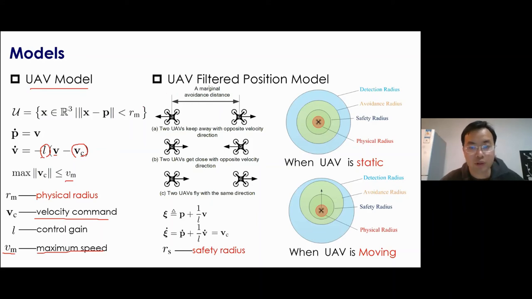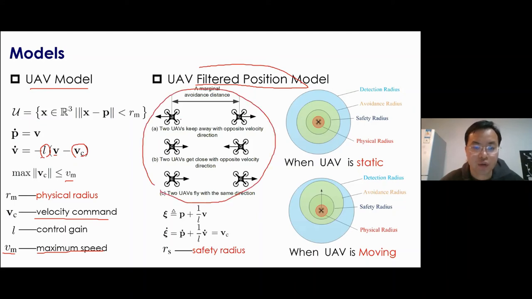Next, we will define the filter position. Why do we define this position? Let's see this picture. In the three cases, the two UAVs have the same distance, but obviously in case B, the two UAVs need to make avoidance as soon as possible, although they have the same distance. So we should define a new distance, namely the filter position distance, which involves the velocity. All safety areas are based on the filter position.